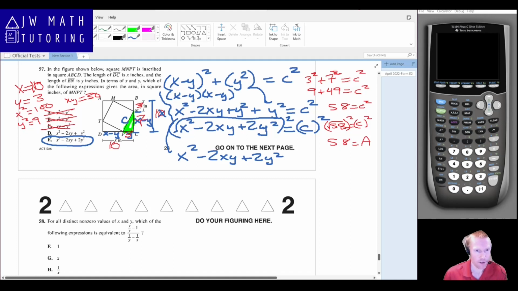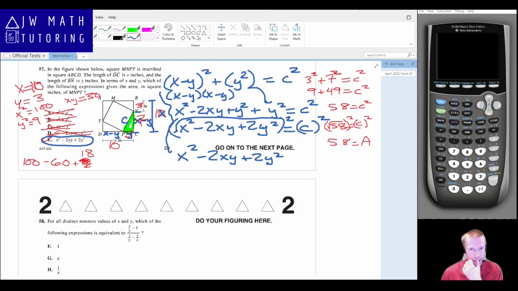D, x squared, which is 100, minus 2xy, so that would be minus 2 times 30, or minus 60, plus y squared, plus 9. 100 minus 60 is 40. 40 plus 9 is 49, not 58. So by process of elimination, it would be E. But you could, again, plug it into the calculator. It's going to be 100 minus 60 plus 18, because it's 2 times y squared. So 40 plus 18 is 58. Correct answer. So that's an alternate way you could get it. Basically the approach is the same, but you're using numbers, so it's a little easier to work with rather than all these variables.